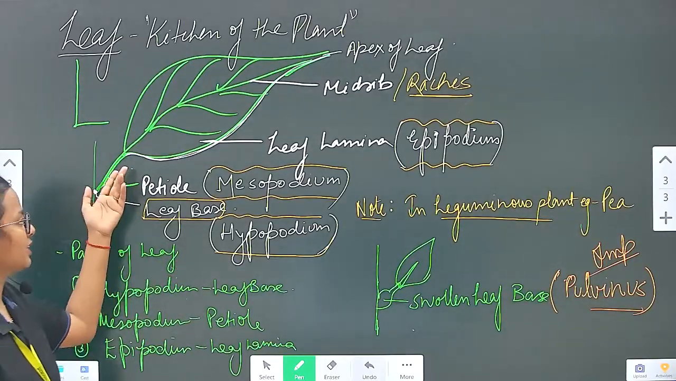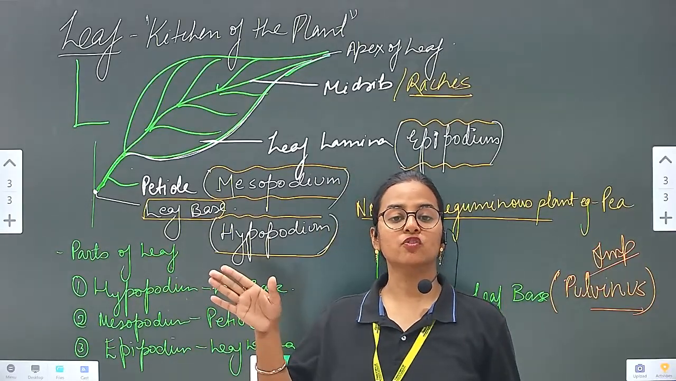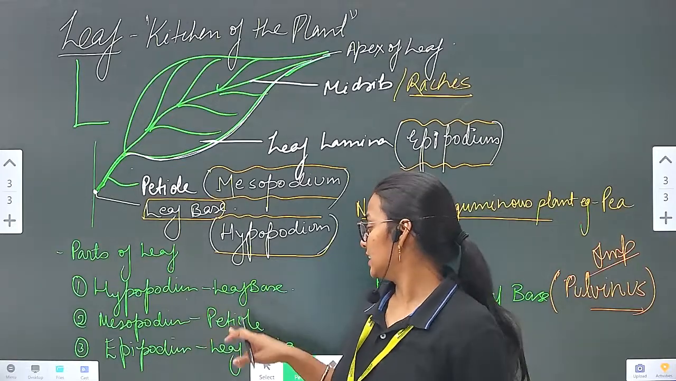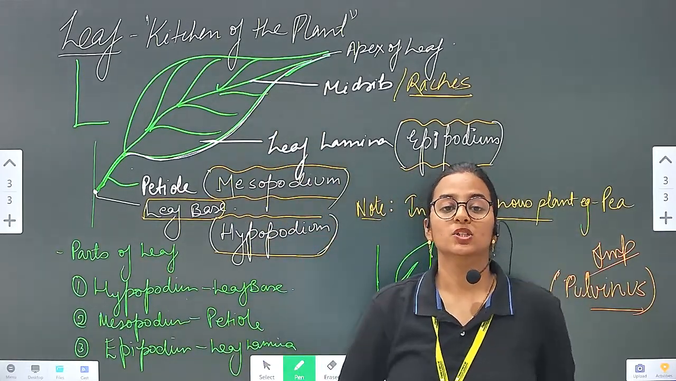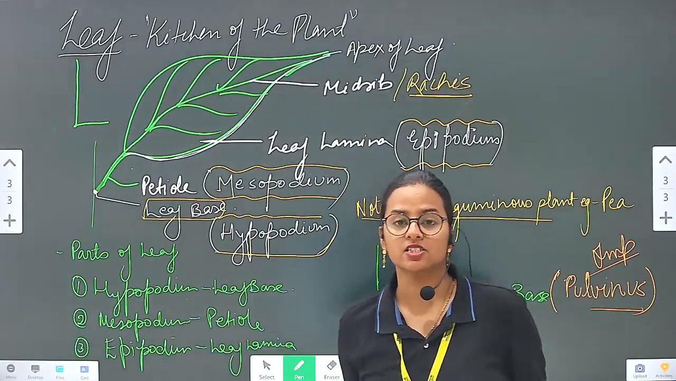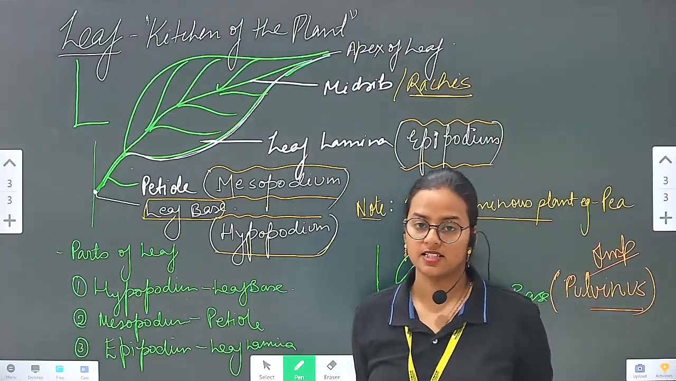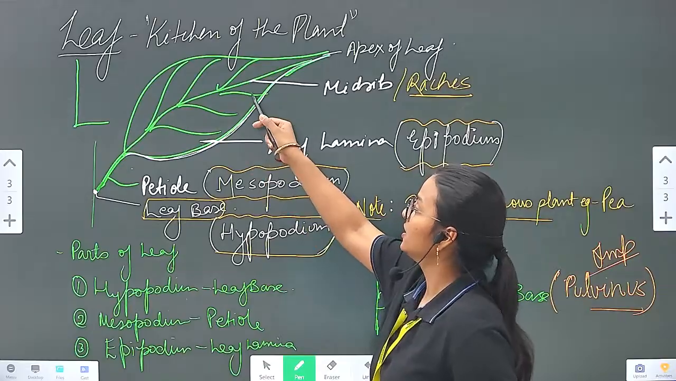Mesopodium is the petiole, which is a thin stalk that allows the leaf to flutter in the wind or air, and the leaf lamina is the expanded flattened portion which traps solar radiation in order to perform photosynthesis. Is that clear?